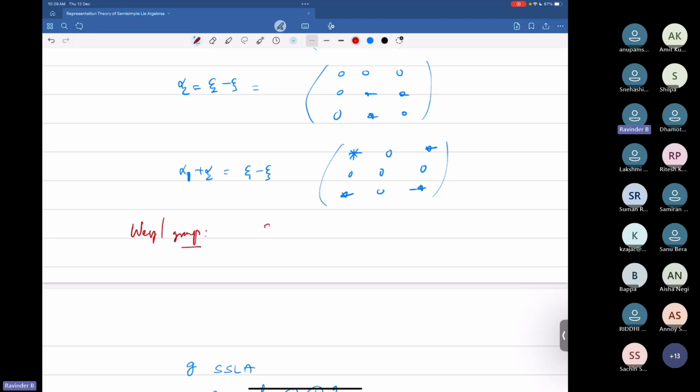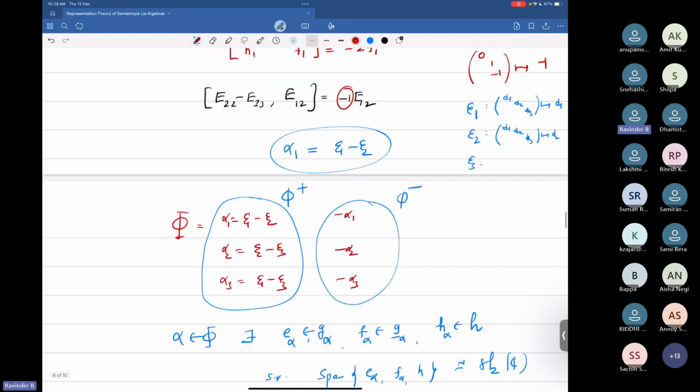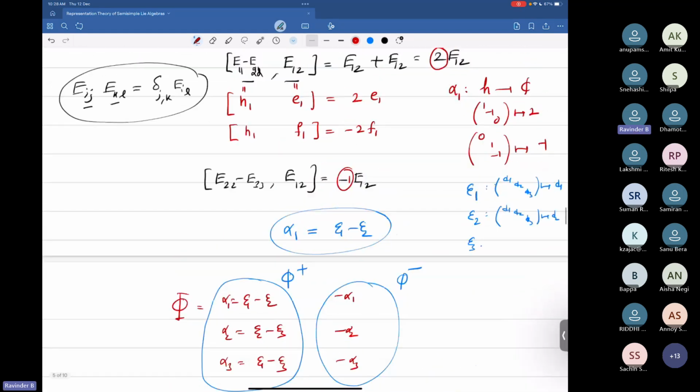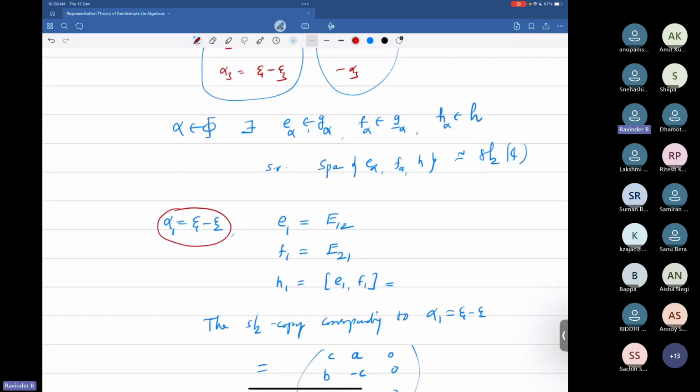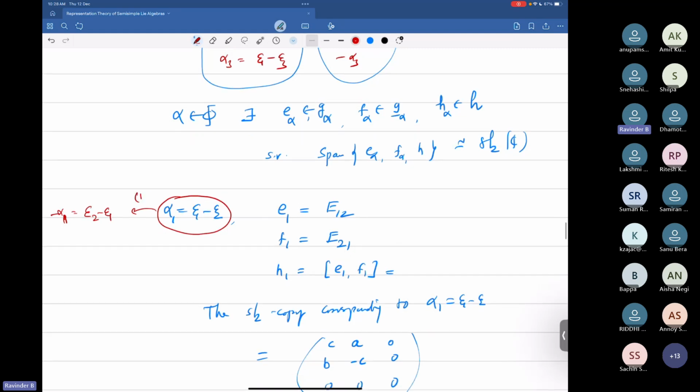If you have a root system, you have a Weyl group, which is generated by the reflections, right? So what S alpha 1 will do is take alpha 1 to minus alpha 1. This is the first property, and then it fixes the kernel of alpha 1, sending it to 0. That's okay. So here in the SL3 situation, my alpha 1 is epsilon 1 minus epsilon 2. If you want to make this minus alpha 1, then it should go to minus of that, so what is happening here is that 1 and 2 are swapping.